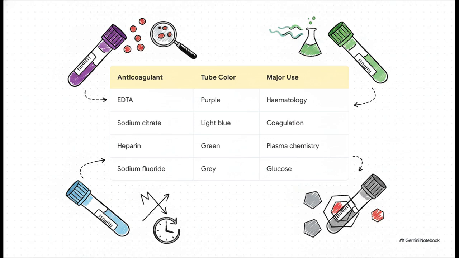Moving down, the green tube uses heparin to enhance antithrombin, stopping clotting for plasma chemistry. And if a doctor needs to check your blood sugar, they reach for the gray tube. It holds sodium fluoride, which literally stops the cells from consuming glucose, locking in those blood sugar levels for testing.